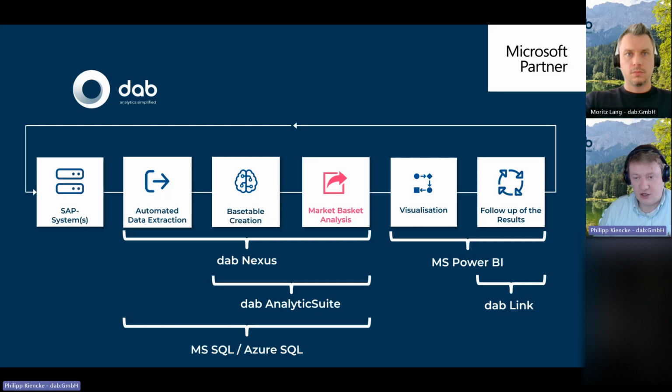And after the visualization, we have a small DAB link, which is a small tool where you can click inside the Power BI dashboard on an actual link, and then that SAP accounting document can open automatically in SAP, if you have the rights to look this up. So if you see a mistake and want to follow up on the results, you can directly jump back into SAP and correct your mistake.